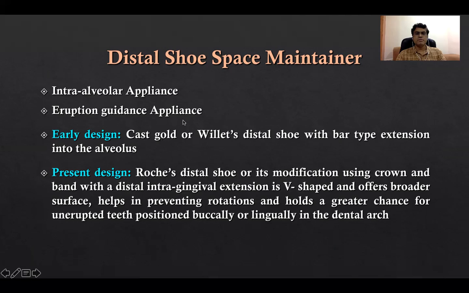The earlier designs of this distal shoe space maintainer used to have cast gold or Willet's distal shoe with a bar type of extension into the alveolus, whereas the present design is termed as Roche design or Roche's distal shoe or its modification using crown and band with a distal intra-gingival extension, which is V-shaped and offers broader surface and helps in preventing rotations. It also holds a greater chance for the unerupted teeth positioned buccally or lingually in the dental arch.